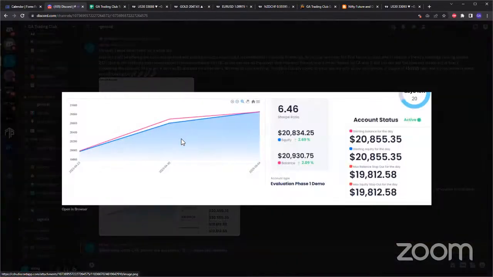But this account, so this is my account. I just started this challenge so that I can test the EA as it's being developed. And you can see it's the same growth equity curve. You don't have any major drawdown. You don't have any major dips, right?